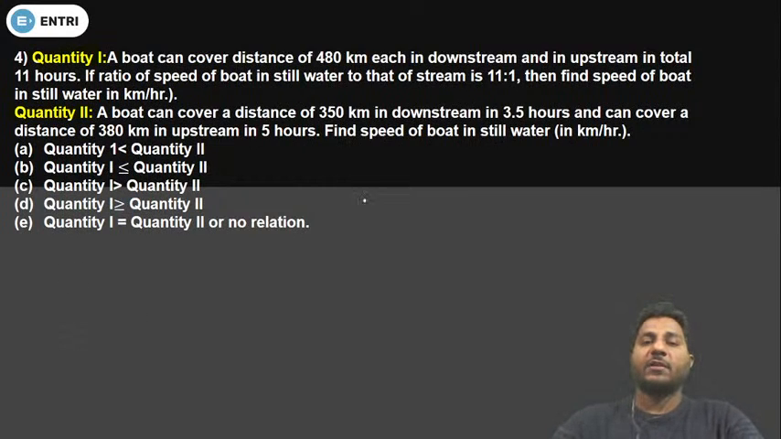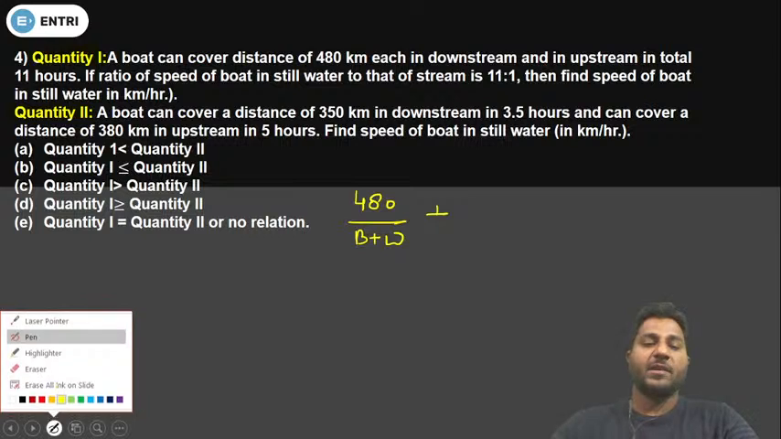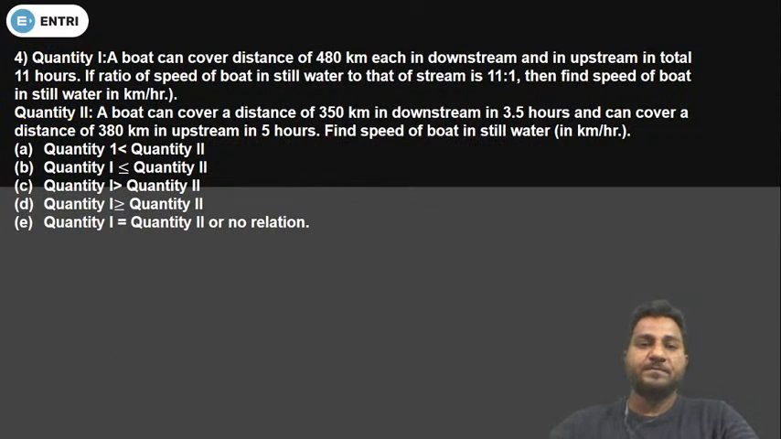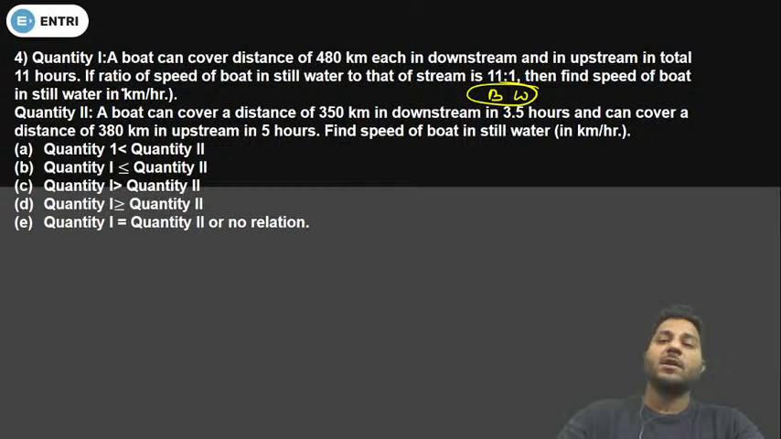A boat can cover 480 kilometers in downstream and in upstream in total 11 hours. That means boat plus water in downstream. Now the ratio of speed in still water to that of stream, that means the ratio of boat speed and water speed, has been given. Find the speed of the boat in still water. So how can you do that?